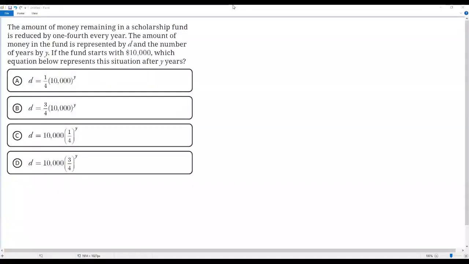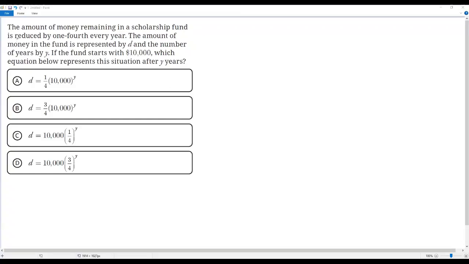Here we have a SAT math question. Okay, let's go over the question. The amount of money remaining in a scholarship fund is reduced by 1/4 every year. The amount of money in the fund is represented by D and the number of years by Y. If the fund starts with $10,000, which equation below represents the situation after Y years?